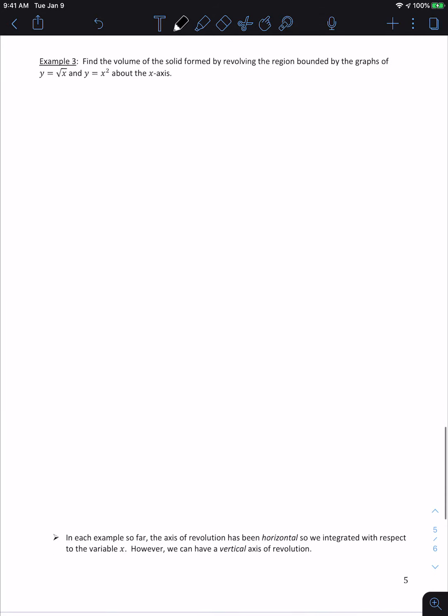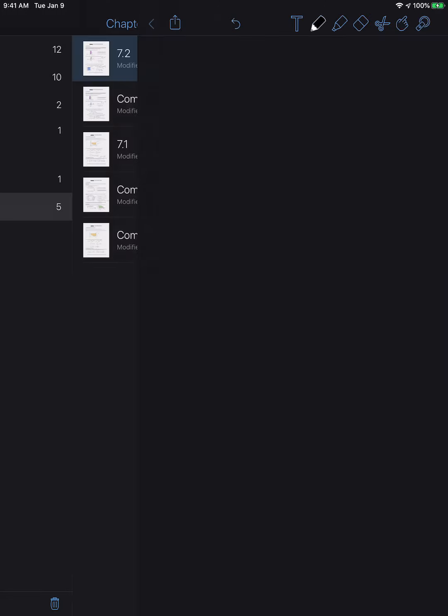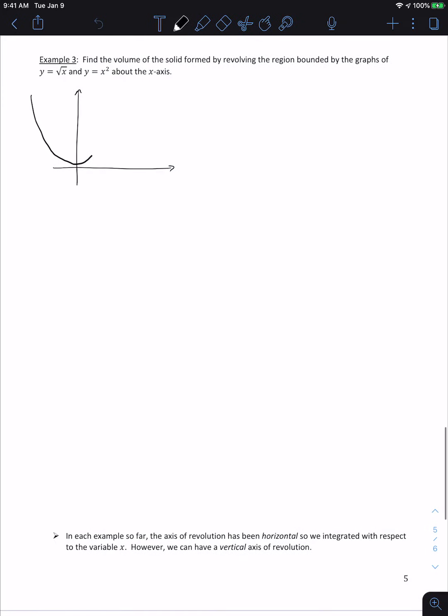Okay, so now let's find the volume of a solid formed by revolving the region bounded by the graphs of y equals the square root of x and y equals x squared about the x-axis. So first we're going to draw this here. y equals x squared is a parabola, so it looks like this, and it should touch the origin.